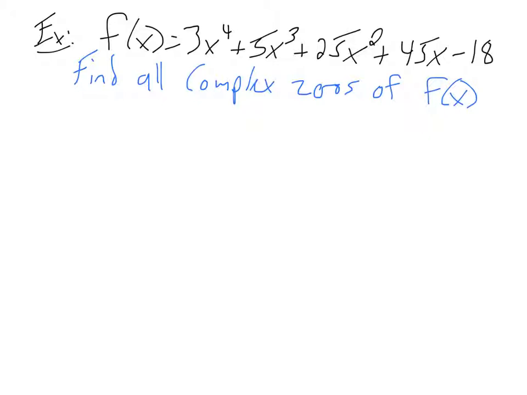All right, so to find all the complex zeros of f of x, first of all, there's going to be 4 total zeros, because this is a 4th order polynomial, so we need to end up with 4 zeros. The first thing we'll do is use the rational roots theorem to say, okay, what are possible rational roots? Because this has integer coefficients, we can use this.